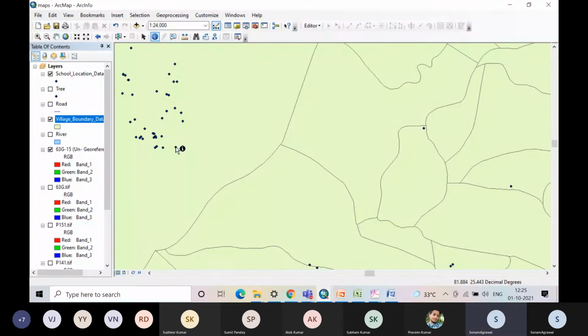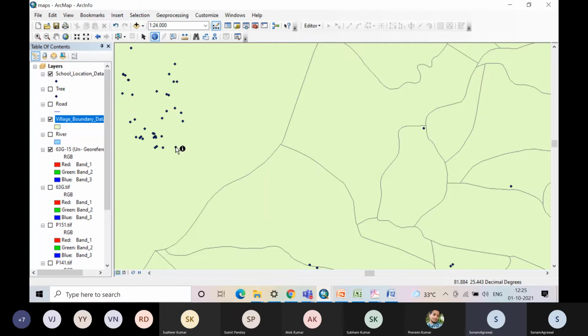If I place my cursor over here, you can see its value is given at the bottom right corner. It is 81.884 and 25.443. So this is its longitude and latitude value. This is the spatial information.